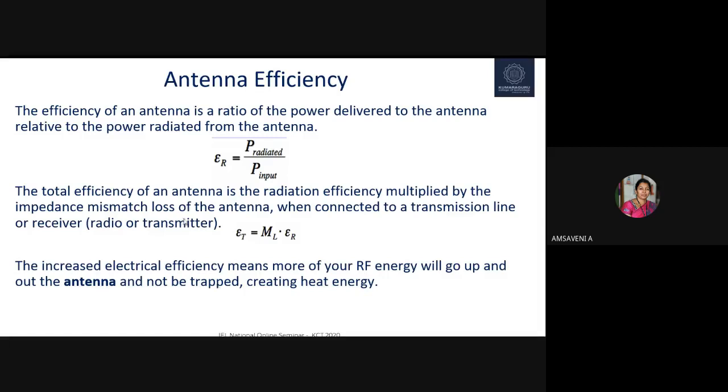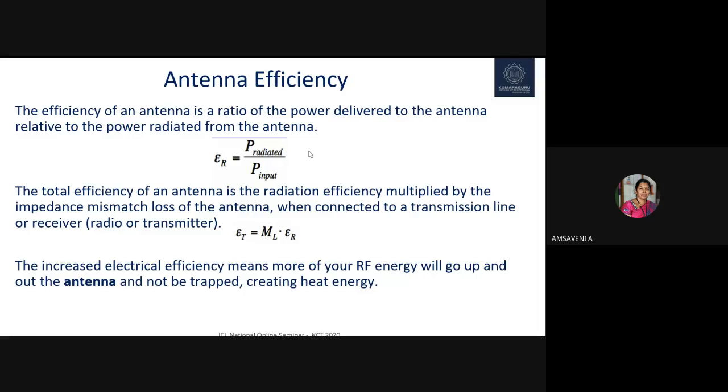And antenna efficiency is the ratio of power radiated to power input. Power radiated by input power, because practical antennas will have losses, so you can't say that the power you feed to the antenna will be completely radiated. No, it's not like that. There will be certain losses. So the power radiated will always be less than the input power given to the antenna.